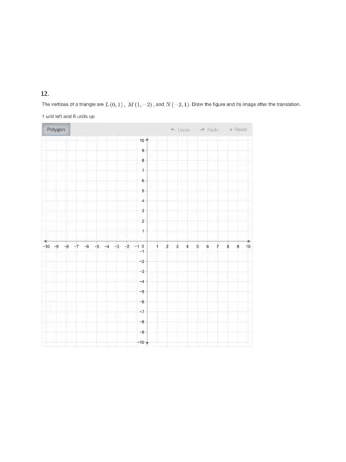All right, this next problem gives us the vertices of a triangle. We need to draw the figure and its image after the translation, which will be 1 unit to the left and 6 units up. So let's start by drawing the triangle. I have a point at 0, 1. This is L. And then I have a point at 1, negative 2. That's M. And then N is at negative 2, positive 1. So this is N right here. So we're going to draw that figure.